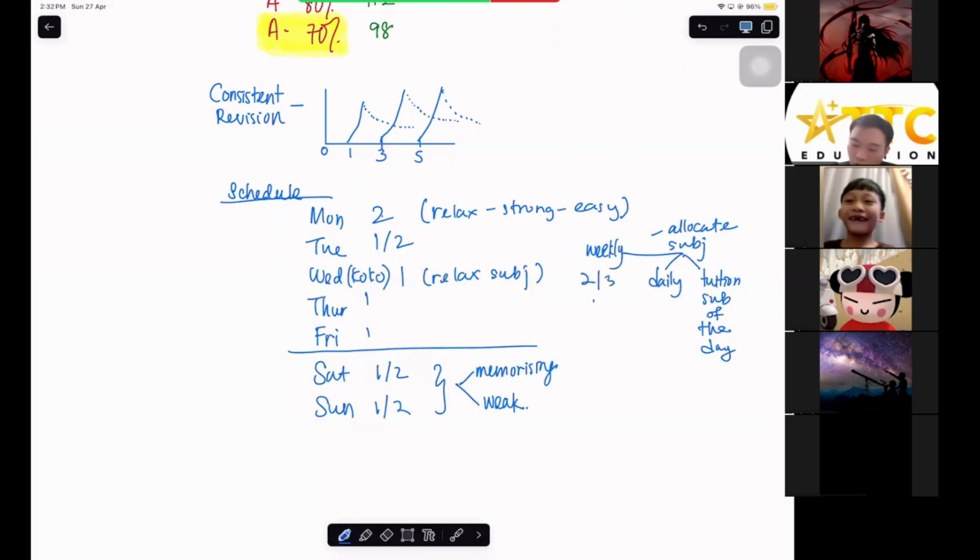Or if not, you can do it like this also. Weekly, 2 to 3 subjects you focus on every week. 2 or 3 subjects every week. So 1 month has 4 weeks. So 4 times 2, 8 subjects. 4 times 3, 12 subjects you can cover. You can do it like that.